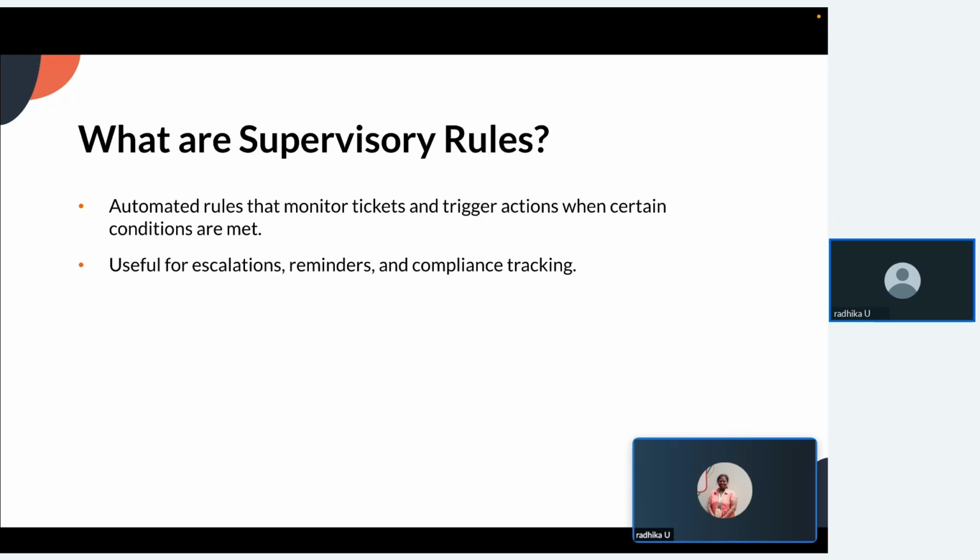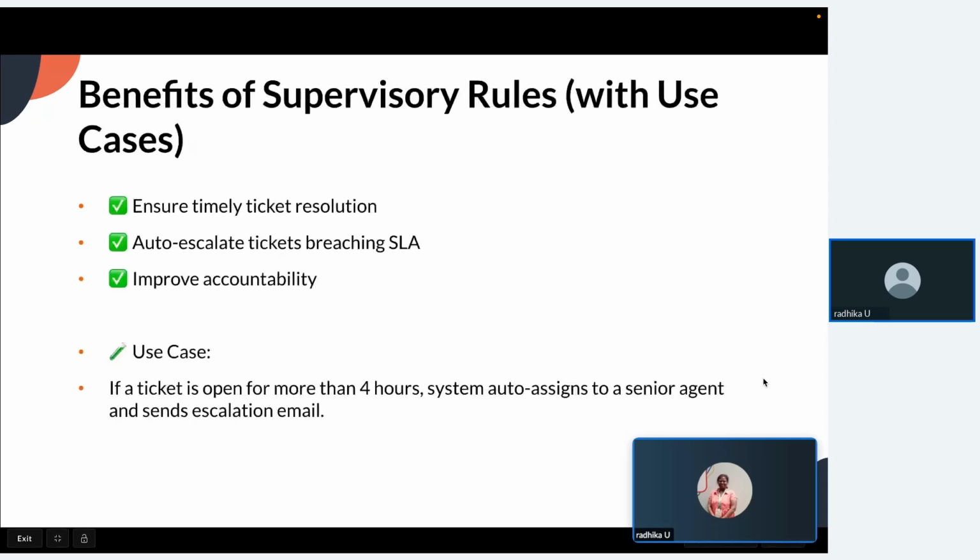using this option. Using supervisory rule, we have an option called hours since updated. So using that option, we can get a time based trigger. The benefit of using supervisory rule is that it ensures timely ticket resolution, auto-escalates tickets reaching SLA, and improves accountability. After the ticket gets escalated, if you are taking action, it is no use, right? Before escalating, before the customer complains, we should take action. Then only we can maintain a good customer experience, right?